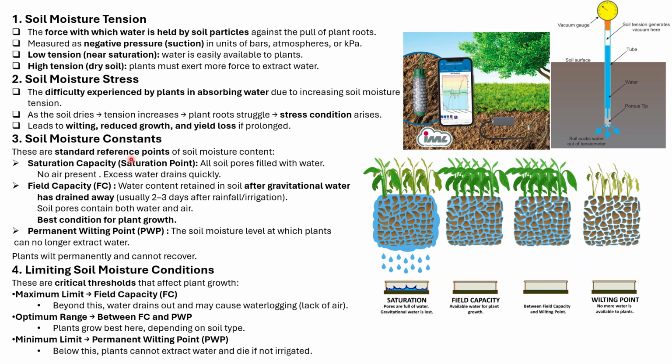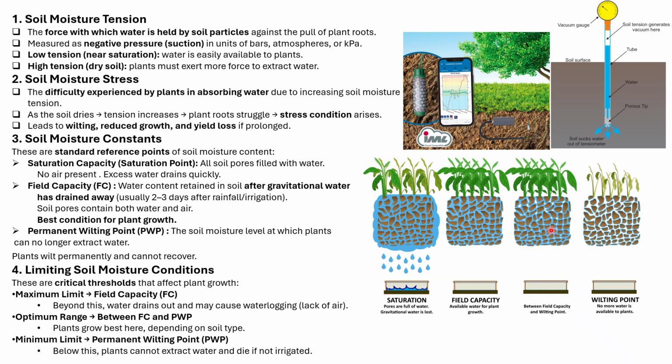These are the standard soil moisture constants. The first one is saturation, where all soil pores are filled with water and no air is present. The second one is field capacity. This is the ideal condition: excess water drains out after rainfall, and the soil holds the right amount of water for plant growth.